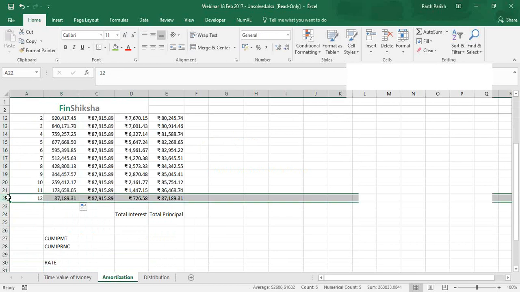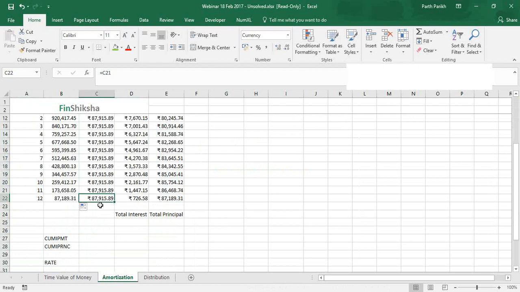As a concept, just see the last month. I've paid my EMI as 87,915, out of which 726 was my interest and 87,189 was the principal, which is the same as this. If I move one step ahead, I will get 0 as an output. So after my 12th month, I don't need to pay anything.